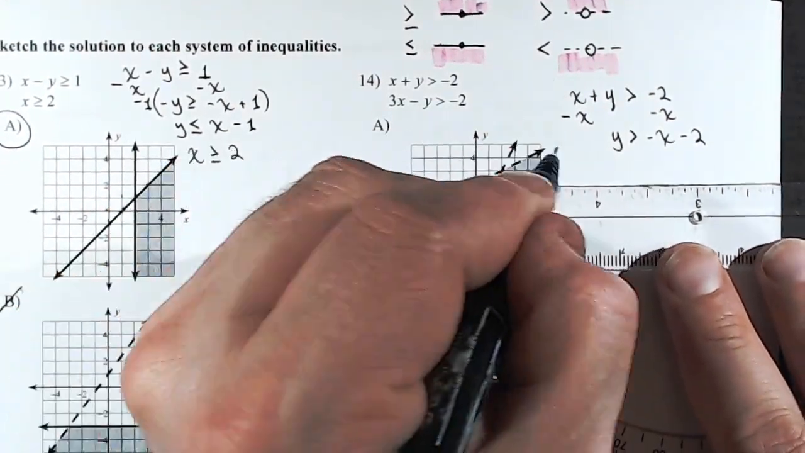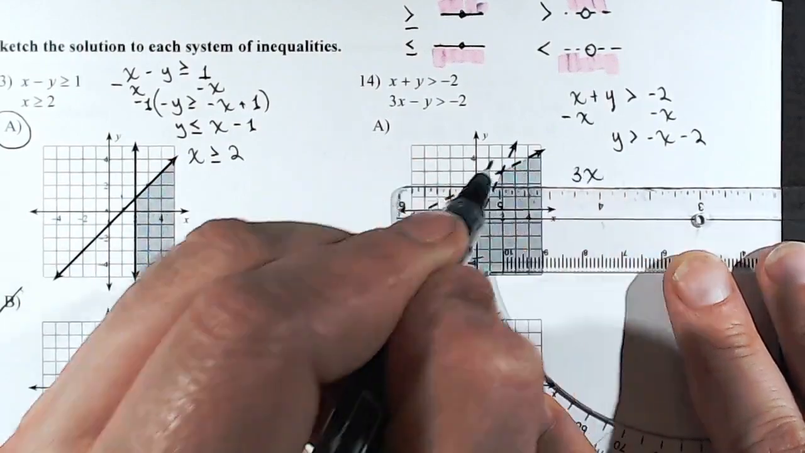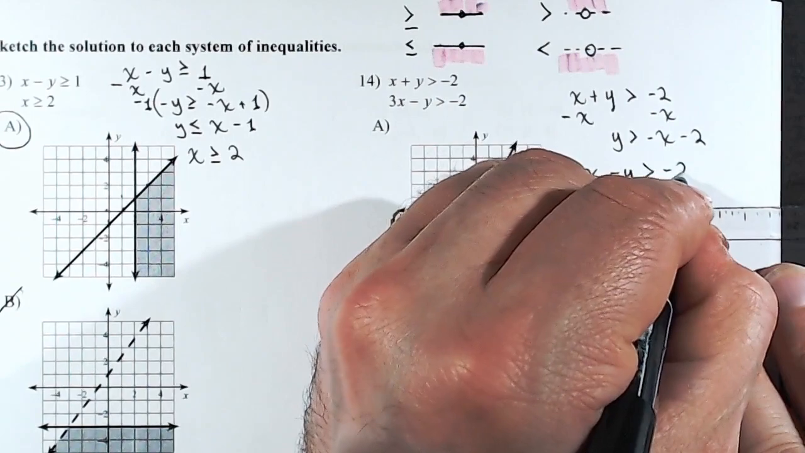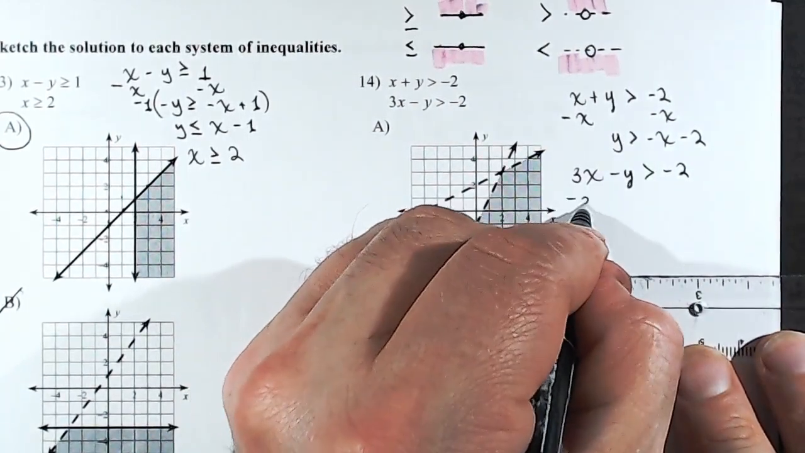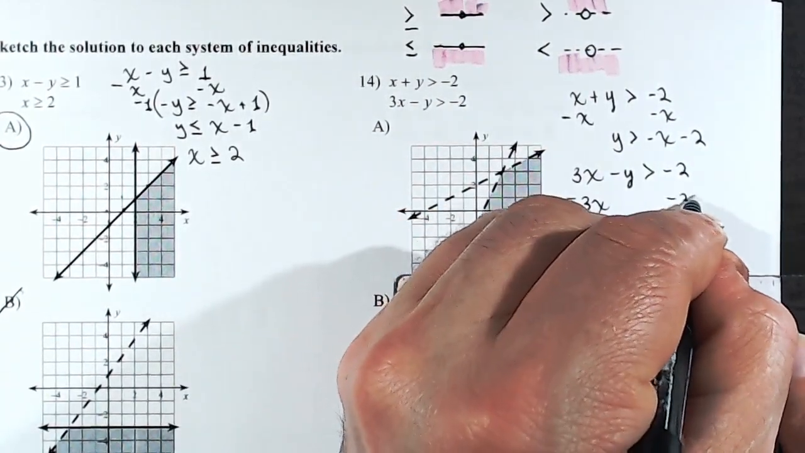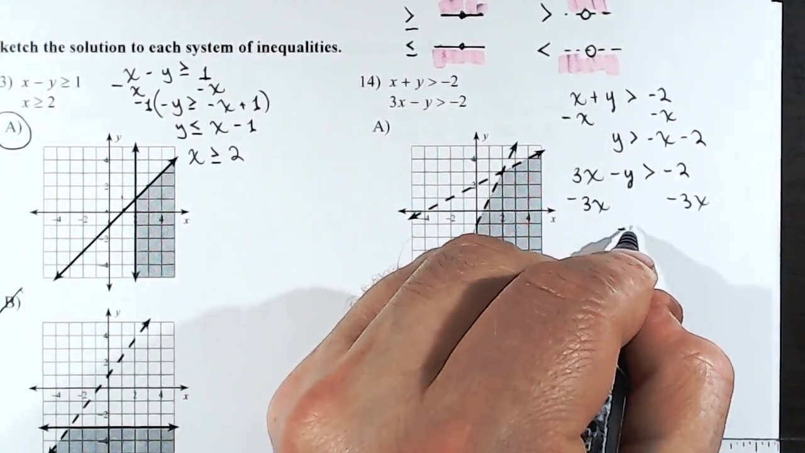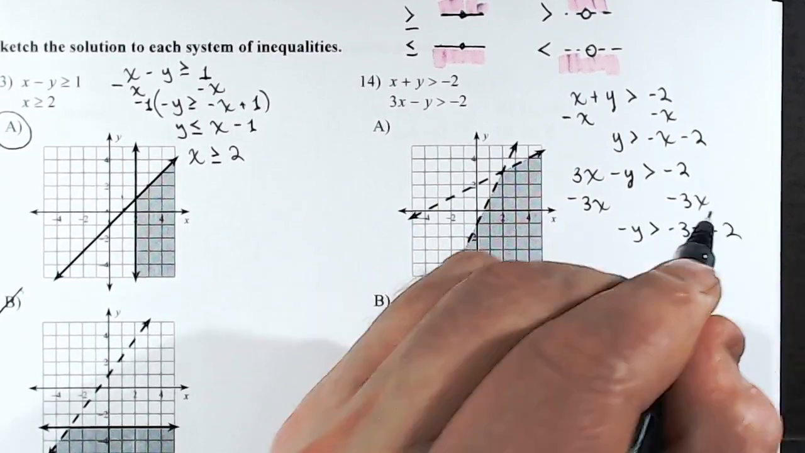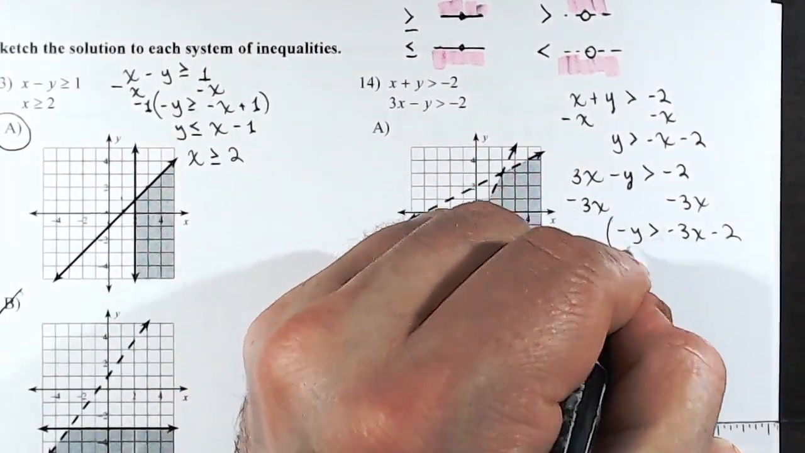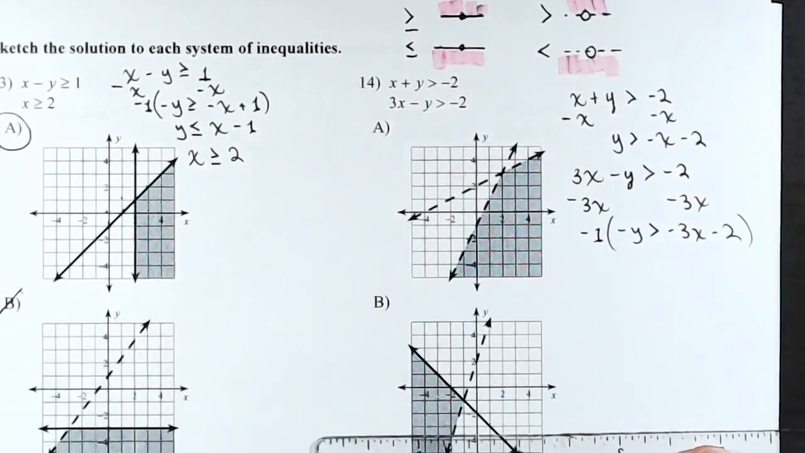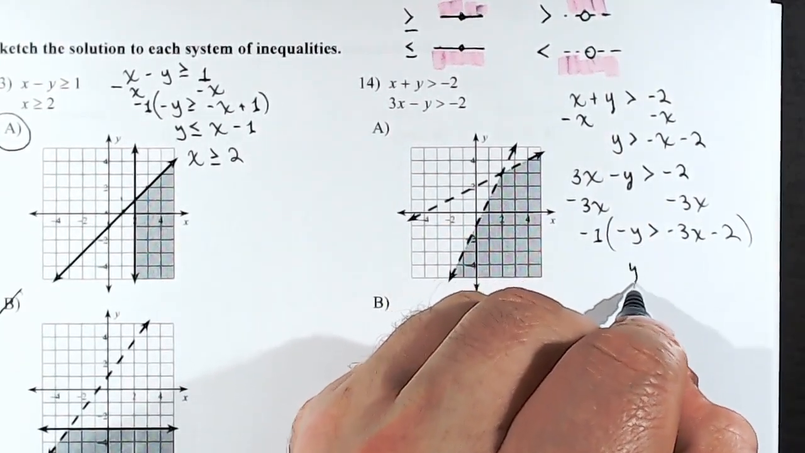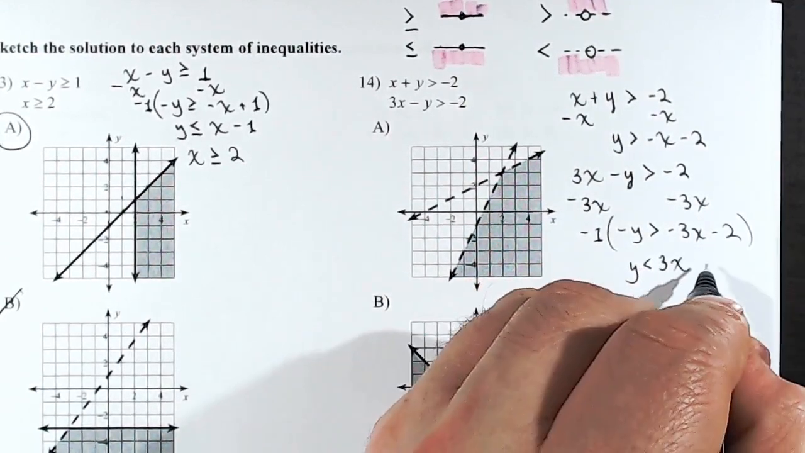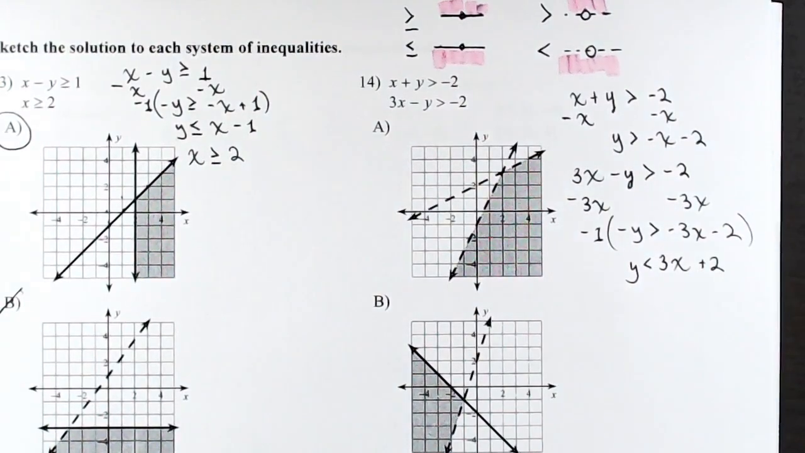Now let's do the second one. 3x minus y greater than -2. So I'll subtract 3x from both sides. -y greater than -3x minus 2. We're going to have to multiply every term by -1 to change that -y into a positive y. Flip the sign. Now it's less than positive 3x plus 2. So these are my two lines.